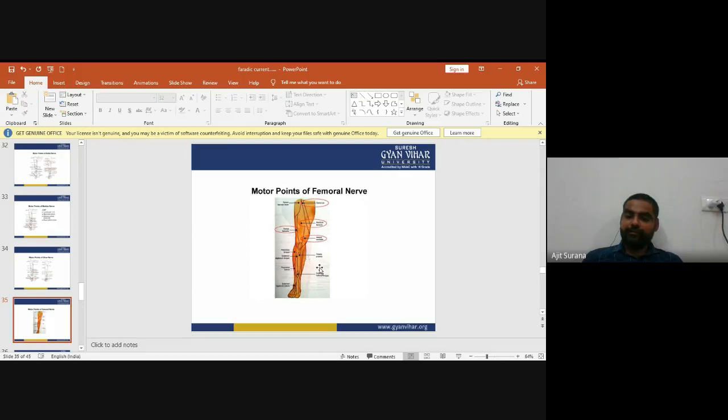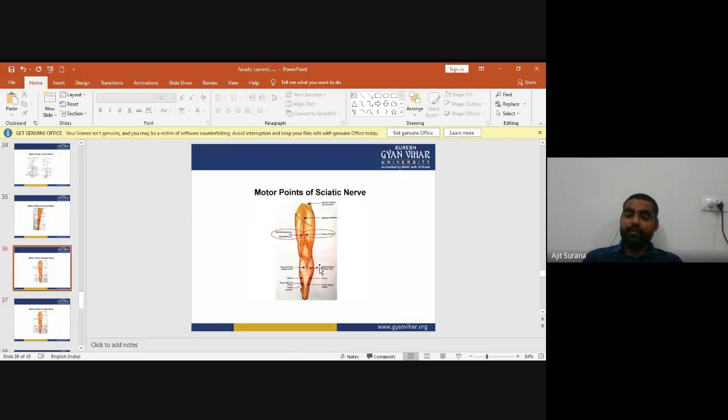Now these are the motor points of the sciatic nerve: biceps femoris, gluteus medius, gluteus maximus, semitendinosus, semimembranosus, gastrocnemius medial and lateral fibers, soleus, flexor digitorum longus, tibialis posterior, flexor hallucis longus, and the motor points of the tibial nerve.